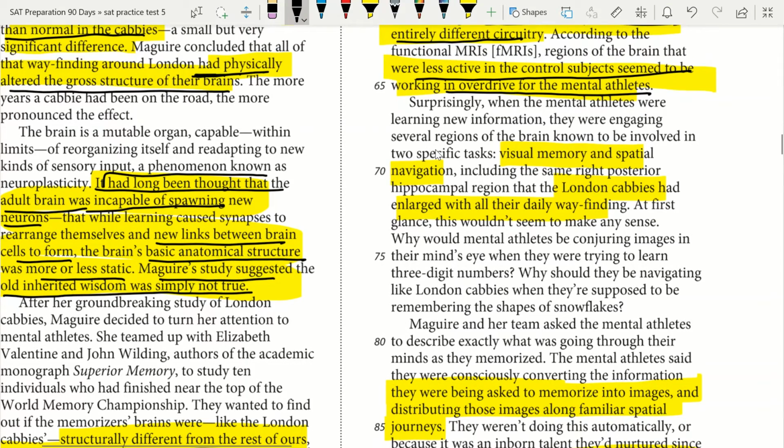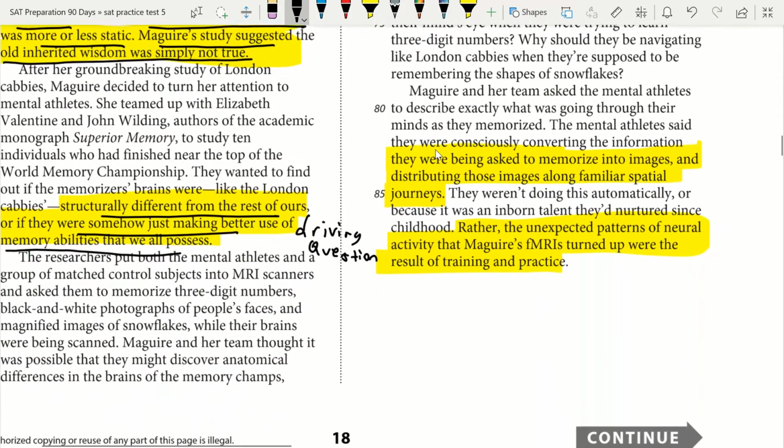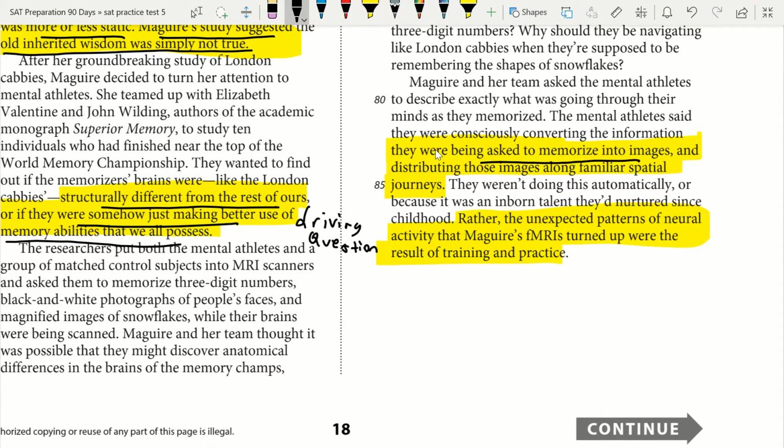Next thing, we talk about how the part that's working in overdrive is visual memory and spatial navigation. So once again, that's critical to understanding this passage and this study. We have London cabbies had enlarged. It's the same region that the London cabbies had enlarged in all their wayfinding. Okay, I highlighted that because it connects back to our intro, where we talk about these London cabbies. Since we hadn't talked about them for a while, I want to connect that back in order to give the purpose of why we did include it there. All right, so reading on, we've got two more things I highlighted. We have they were being asked to memorize into images. Okay, so the professional memorizers are converting this information into images, and these unexpected patterns of neural activity from the fMRIs were the result of training and practice. So these professional memorizers have practiced turning them into images.